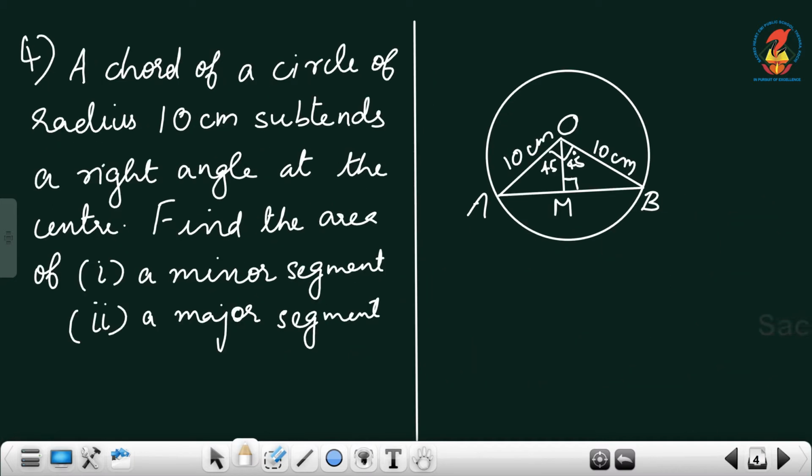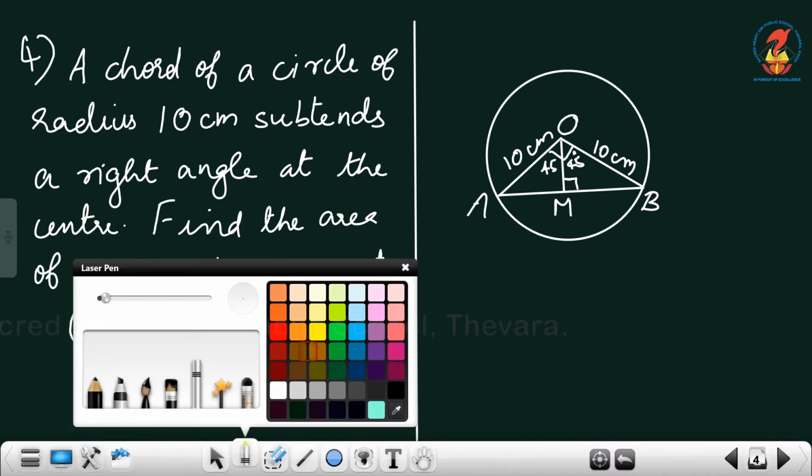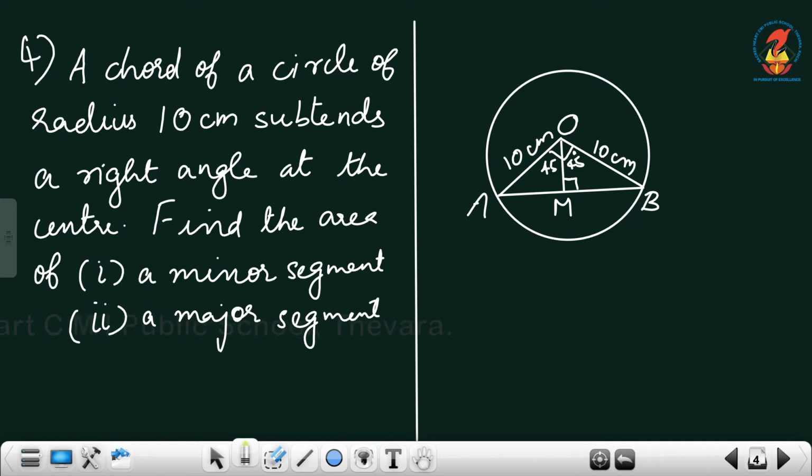Next question, that's the fourth question. A chord of a circle of radius 10 centimeter subtends a right angle at the center. Find the area of the minor segment and the major segment. So, this is the chord of a circle AB, and it has 10 centimeter as radius, and it makes 90 degree at the center. Find the area of the minor segment.